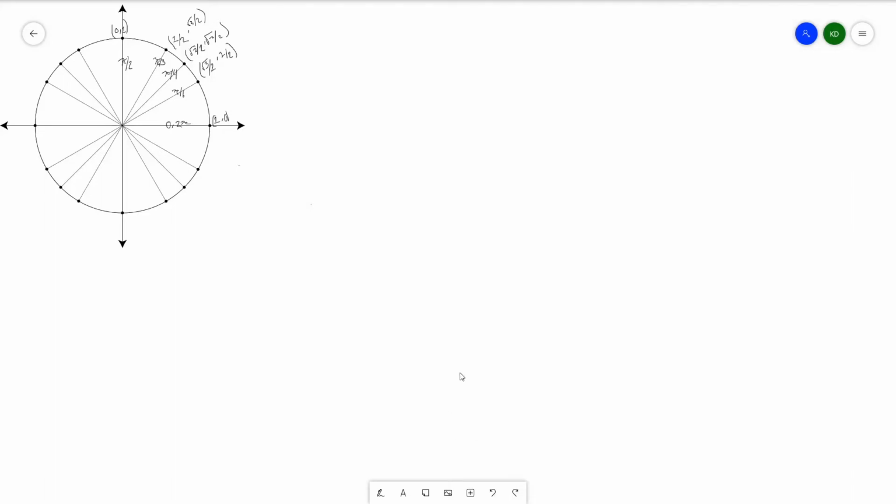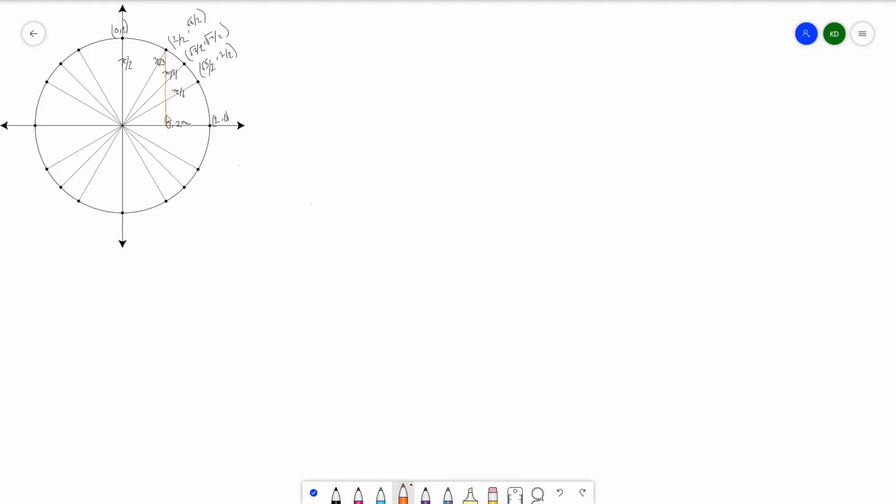Hey guys, so today we're going to talk about the unit circle a little bit in detail. I'm going to use triangles to prove the x and y values of the unit circle. So let's start by making our triangles. I'm going to use the Pythagorean theorem. I don't know if I already said that.